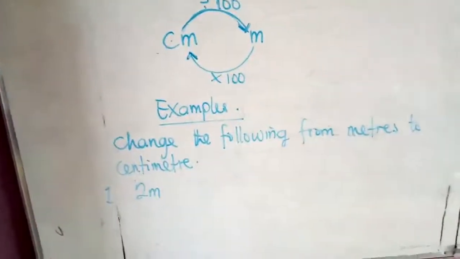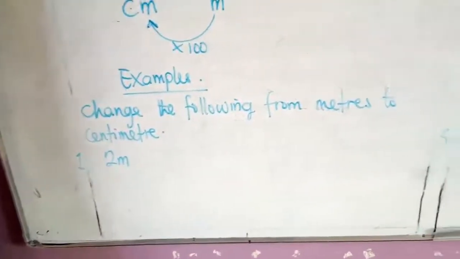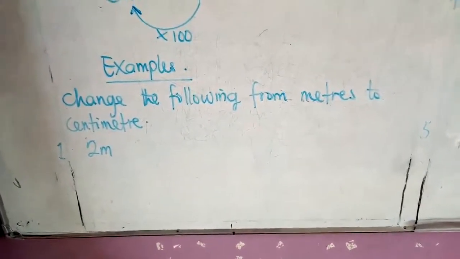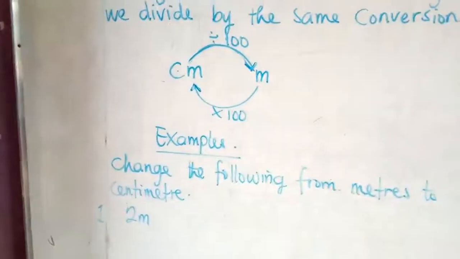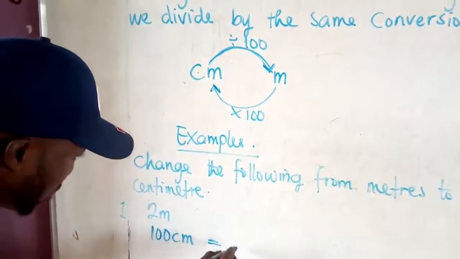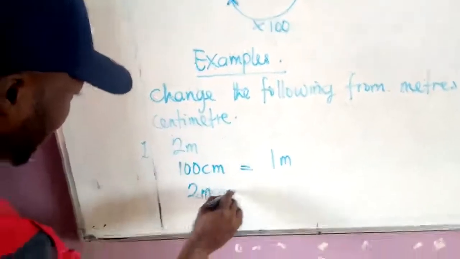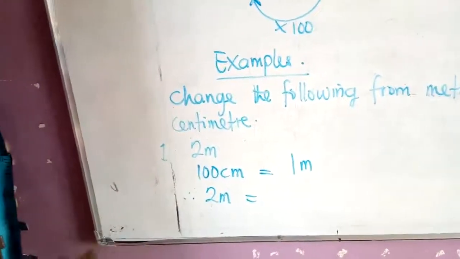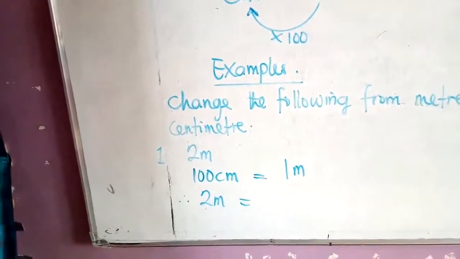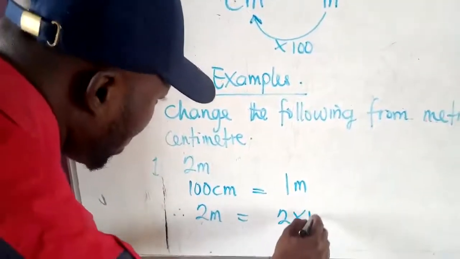Let's take some examples. Change the following from meters to centimeters. 1. Change 2 meters to centimeters. Don't forget your conversion factor. 100 centimeters equals 1 meter. Therefore, 2 meters: multiply the number of the larger unit, which is 2, by the conversion factor, which is what? 100.